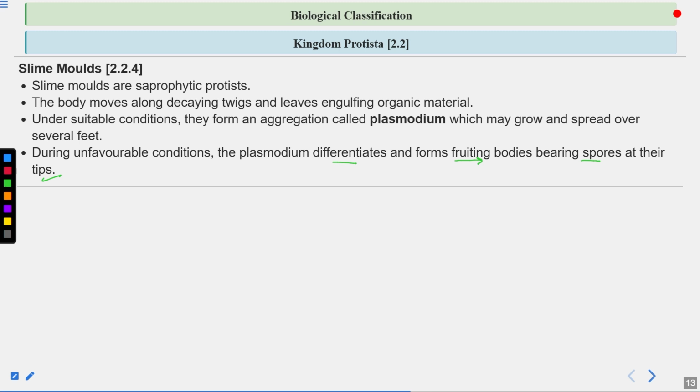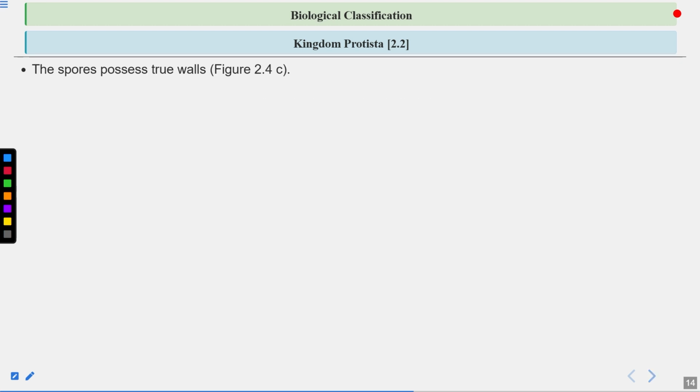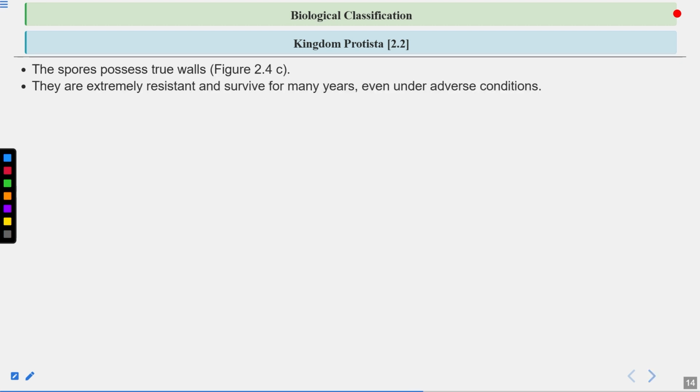And whenever the suitable conditions reappear, these spores can grow and form the entire organism. These spores possess true walls, and they are extremely resistant and survive for many years even under adverse conditions. So why are the spores produced? Spores are produced in unfavorable conditions as a survival mechanism, because the spores can survive for many years in adverse conditions.